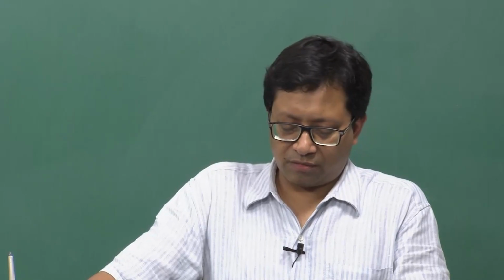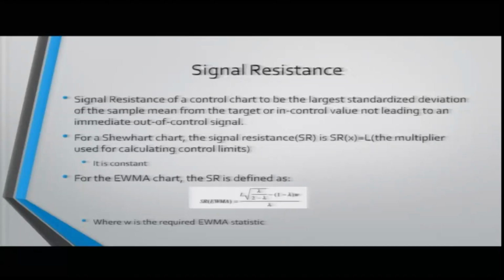If we see the exponential weighted moving average charts, the signal resistance would be calculated by a factor which basically depends on lambda and the L value. So, obviously, lower or higher values of lambda would dictate what the values of SR, which is signal resistance, are. Based on that we can do the calculations.